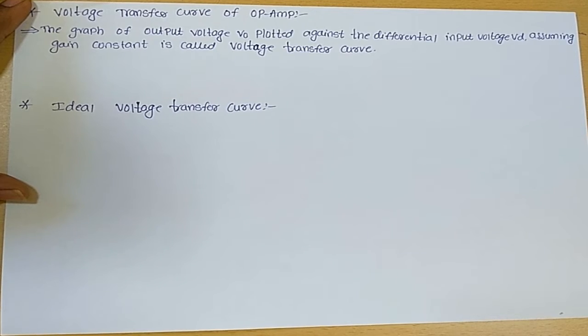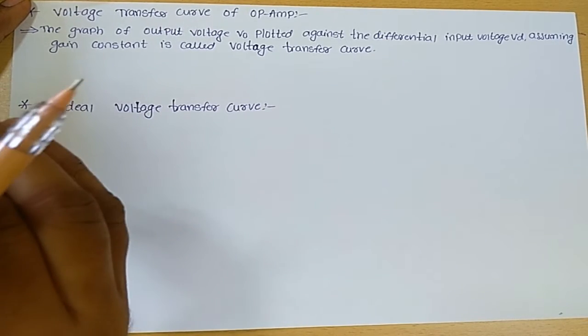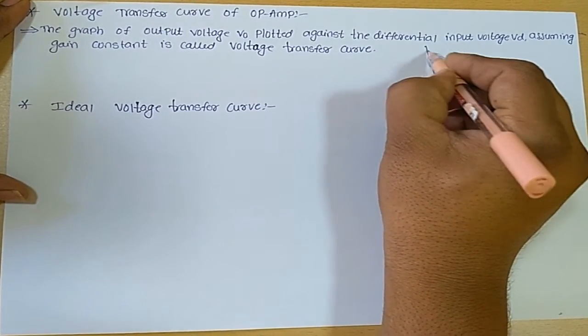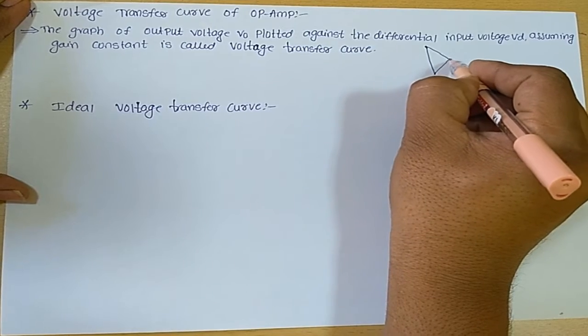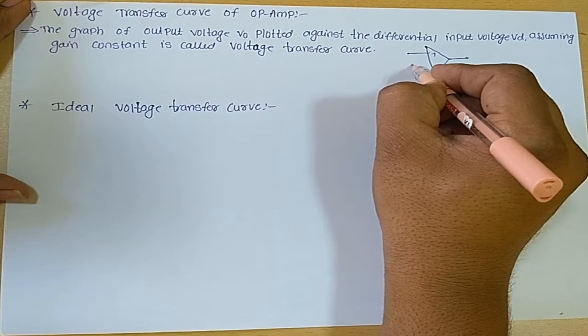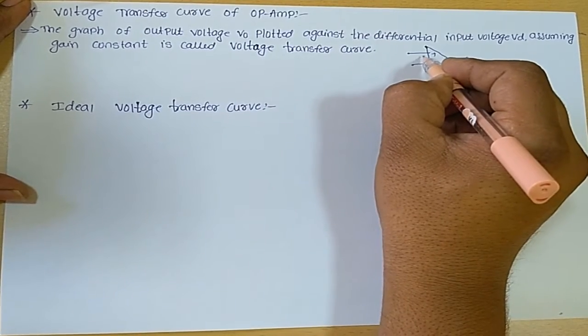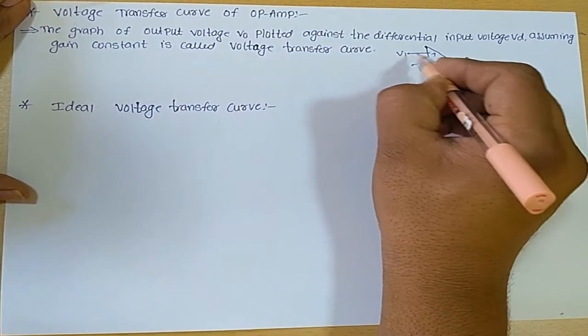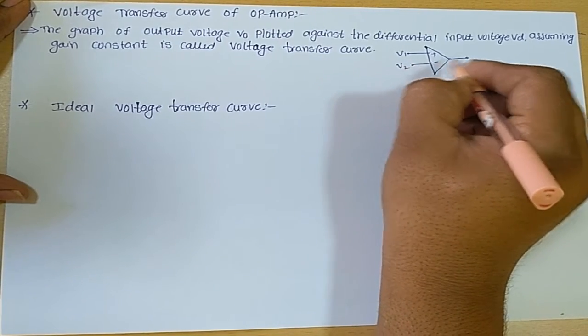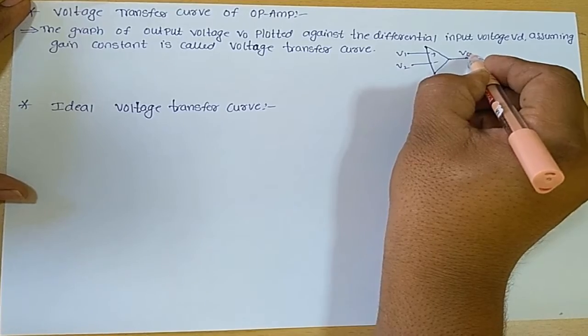Good morning to all. Today we are discussing the voltage transfer curve of an operational amplifier. Here we need to understand what the voltage transfer curve is. Clear? Now we consider the operational amplifier. The operational amplifier has two input terminals, the non-inverting terminal and the inverting terminal. The non-inverting terminal input voltage is V1 and the inverting terminal input voltage is V2. With respect to these two inputs, we collect the output.